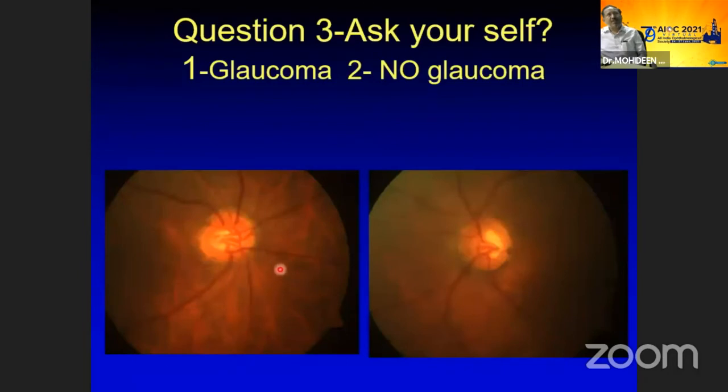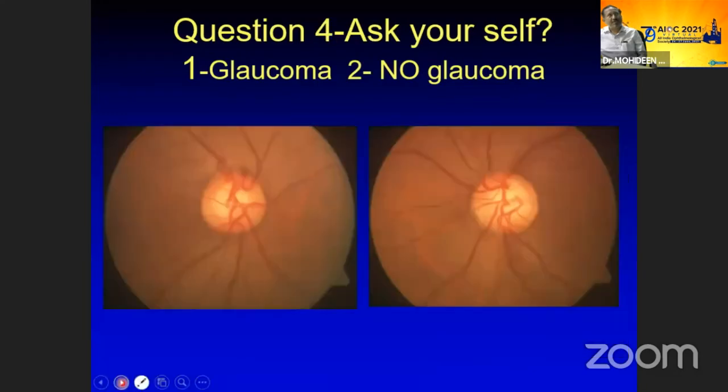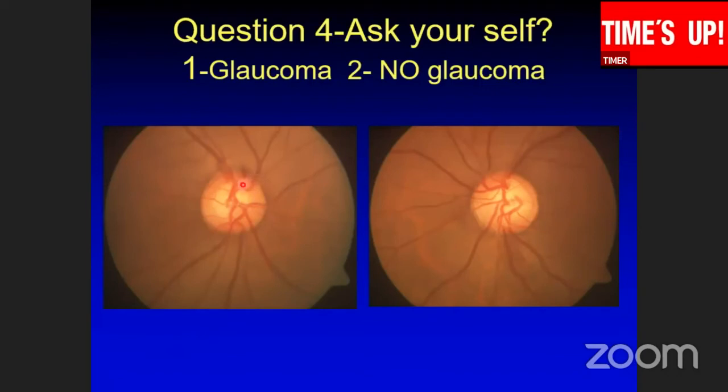Is this glaucoma again? Refer to the glaucoma clinic, but see this: the disc is vertically oval. Because the disc is vertically oval, the cup is vertically oval. Again, these are normal variations, it may not be a glaucoma. What about this? Yes, this is a glaucoma.